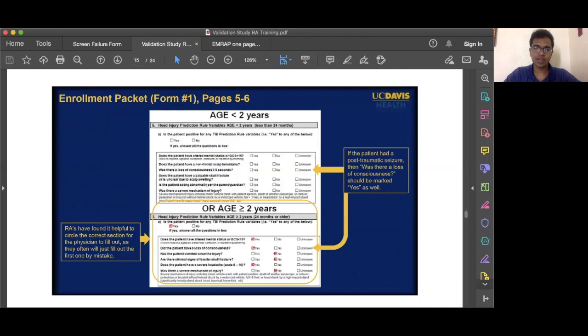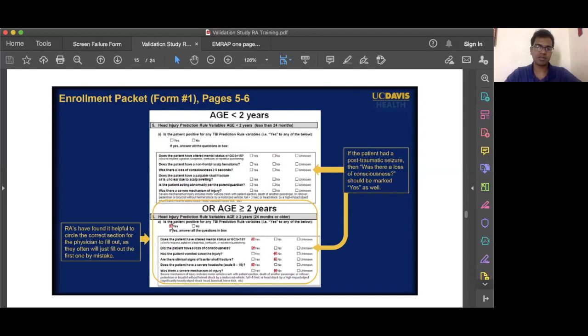And then the other area is you want to make sure that they're filling in the right portion for the age. So if the child is less than 2, then they'd fill this portion out. If the child is greater than or equal to 2, then they'd fill this portion out. And the other thing you can catch is if the attending marks something here, but there's no mark here, then that's something you want to double check because it says, if yes, answer the questions below. So if you see that the attending has marked something here, then you want to ask them whether they meant to say yes or no.